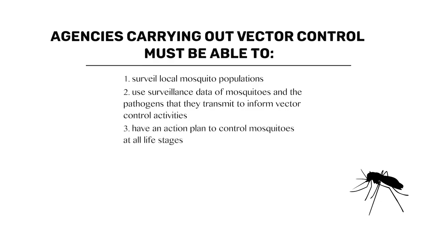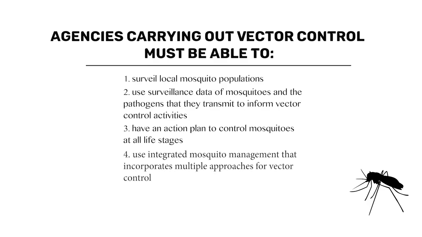Third, have an action plan to control mosquitoes at all life stages. Fourth, use integrated mosquito management that incorporates multiple approaches for vector control. And fifth, conduct pesticide resistance testing.